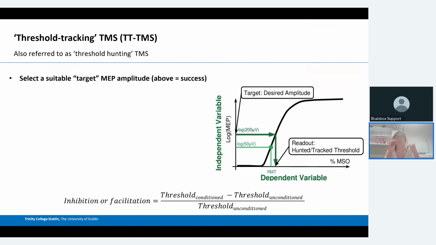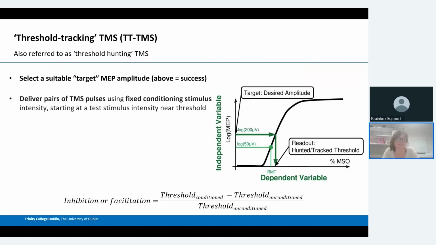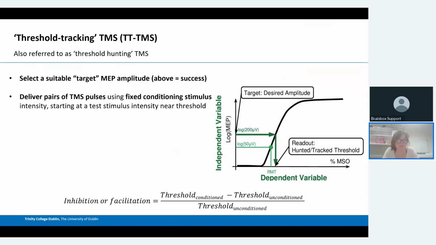So essentially what we're doing is flipping things around, where before we were fixing the pulse intensities and looking at the change in amplitude. Whereas now we're going to fix what we want in terms of amplitude and look at how we need to change the intensity to maintain that. So we're going to deliver pairs of pulses, our conditioning and our test stimulus. The conditioning stimulus is going to stay the same at whatever you calculated. But what you're going to do is change the test stimulus intensity.